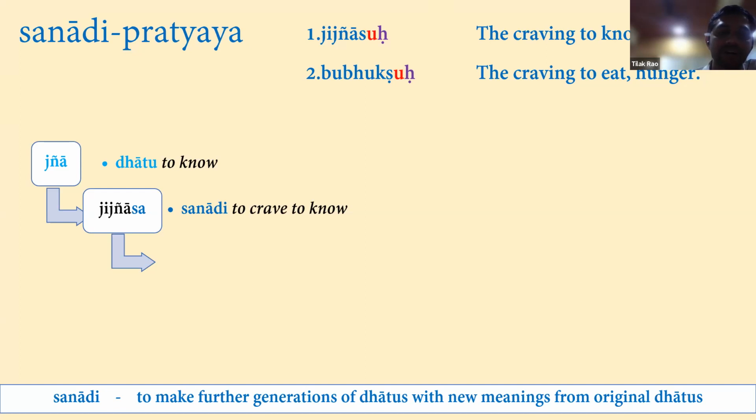When I say just jna, it means to know. But when the sanadi is added to this jna dhatu, then it adds an extra meaning to this dhatu. That is the craving to know. That is jijnasa. So jna is the original dhatu. By adding sanadi, we are creating one more dhatu. It is a new dhatu. So by adding sanadi pratyayas also, we get dhatus.